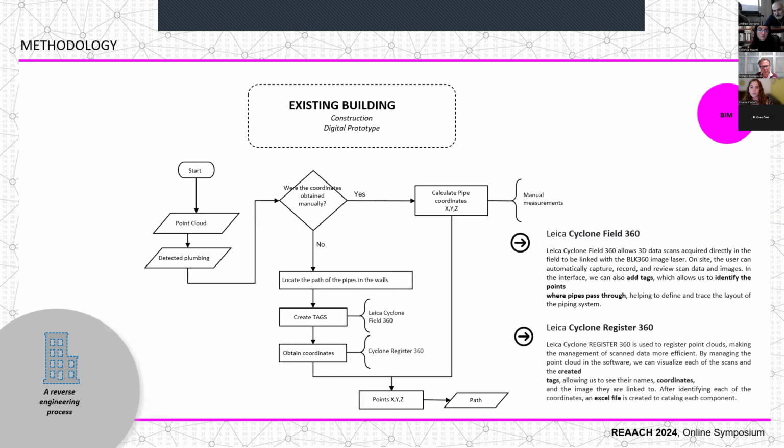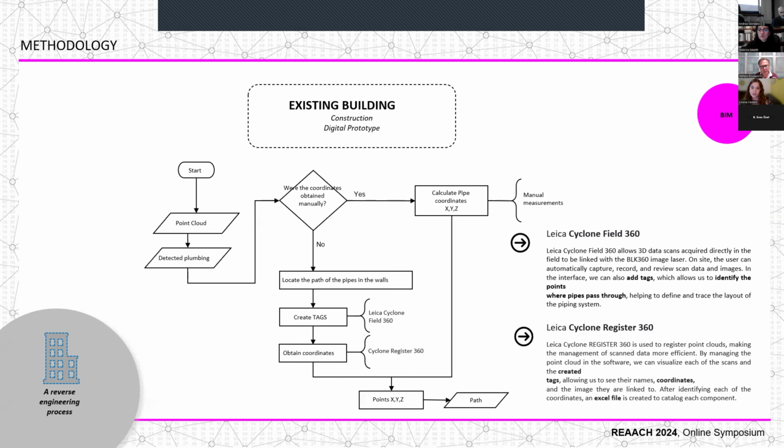Once the point cloud has been obtained and the detection of pipes within the walls has been completed, the next step is to create tags for each of the previously detected points using the Cyclone FIELD application. That allows 3D data scanned and acquired directly in the field to be linked with the BLK image laser. The interface also enables the addition of tags, which help to identify the points where pipes pass through, facilitating the definition and tracing of the piping layout.